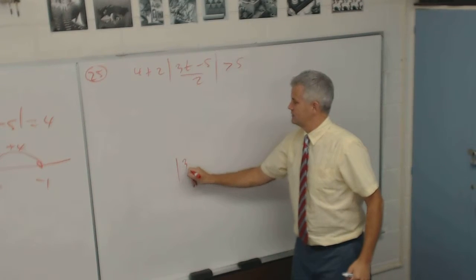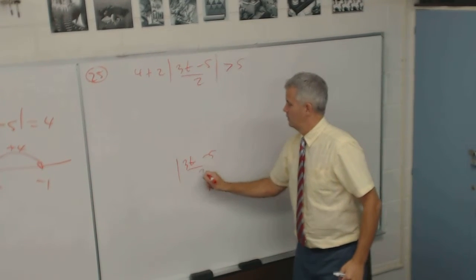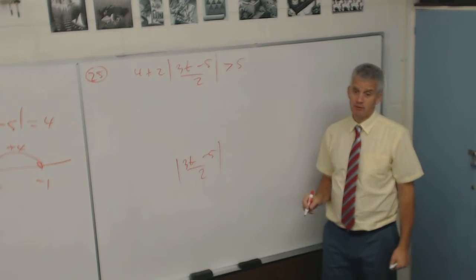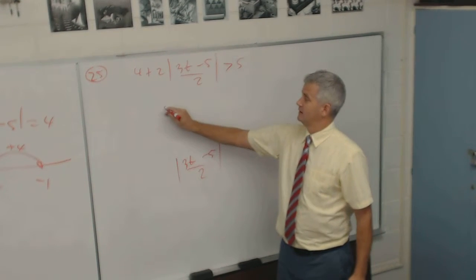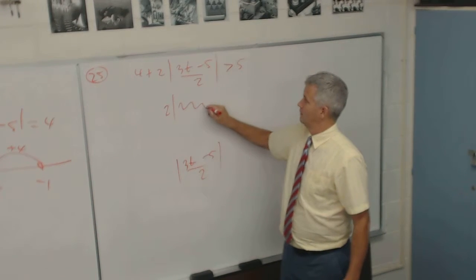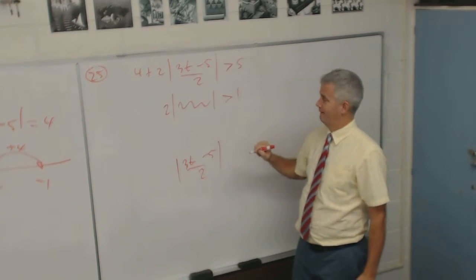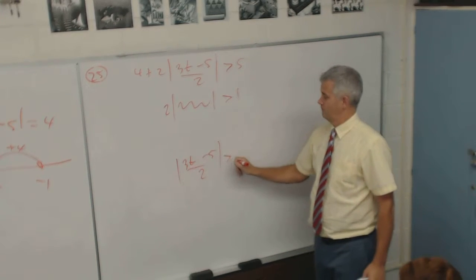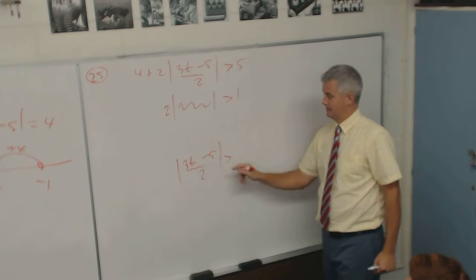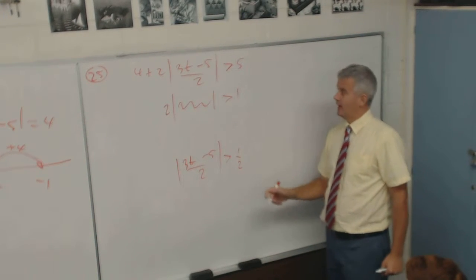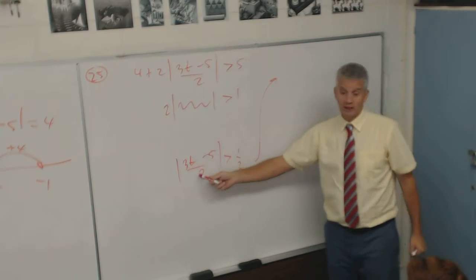I want to get down to this point, Tori. Okay, want that alone. So what do we do? Subtract 4 from each side. And we get 2 times the absolute value of 3t minus 5 over 2 is greater than 1. Now what? And then multiply by 1/2. And we get that it is greater than 1/2. Now, if it's greater than 1/2, what's it got to be?